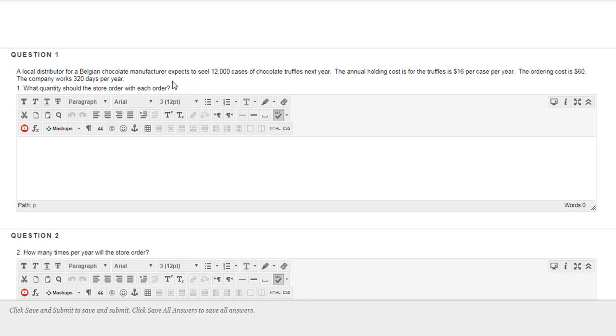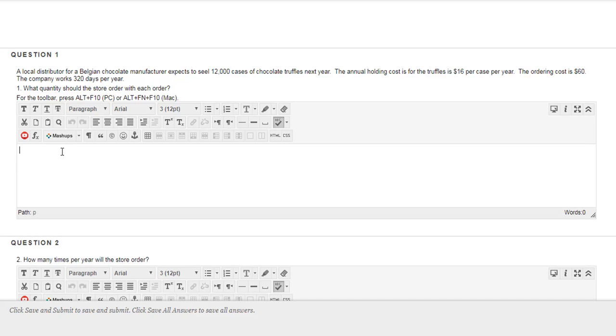So question 1. A local distributor for a Belgian chocolate manufacturer expects to see 12,000 cases of chocolate truffles next year. The annual holding cost for the truffles is $16 per case per year. The ordering cost is $60. The company works 320 days per year. What quantity should the store order for each order? Now we know that this is an economic order quantity problem, okay, for a couple of reasons. First is there is an ordering cost that's defined. The ordering cost is $60, and the ordering cost is only used in economic order quantity problem.